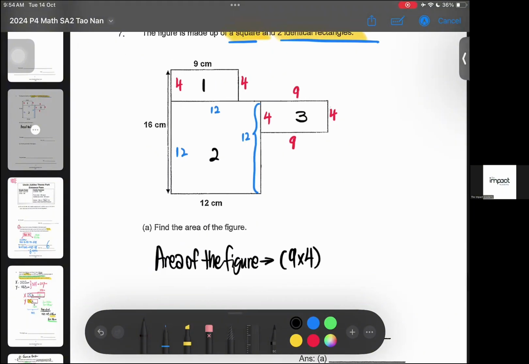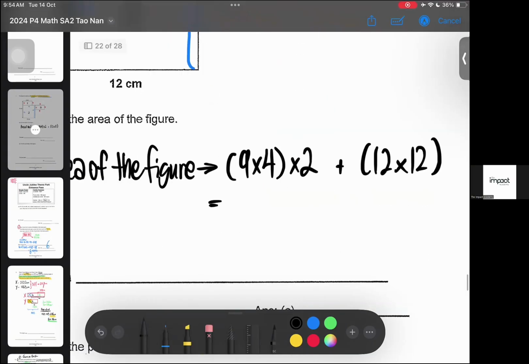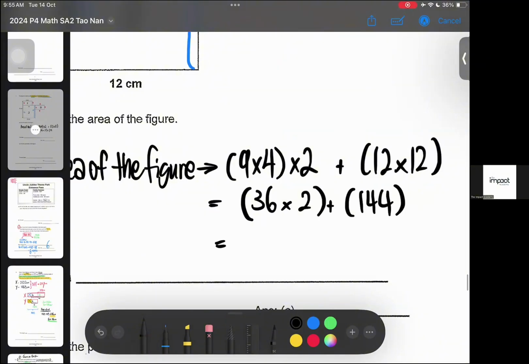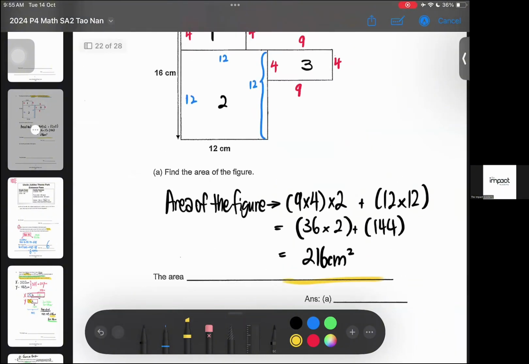So 9 times 4, well, you can just times 2, right? Plus 12 times 12. Got it? So this becomes 36 times 2 plus 144. Understand? If we have 36 times 2, we get 72, plus 144, we get to 216 centimeters square, and that's your answer for the area.